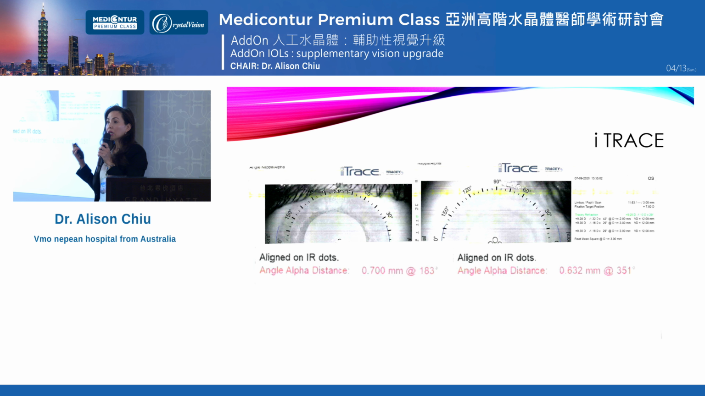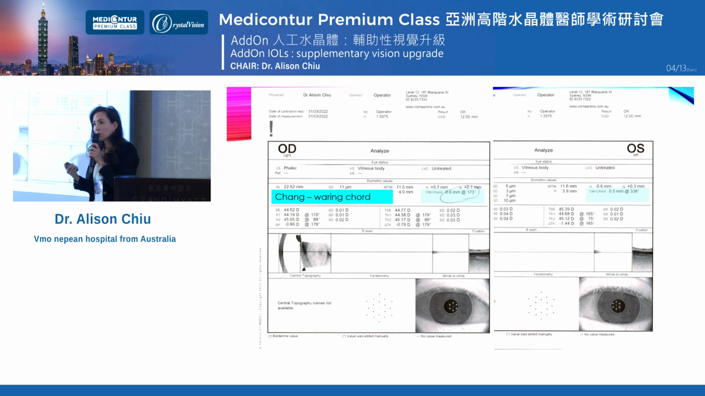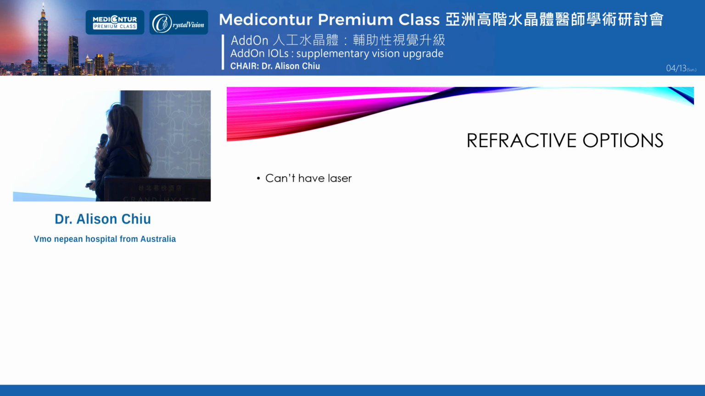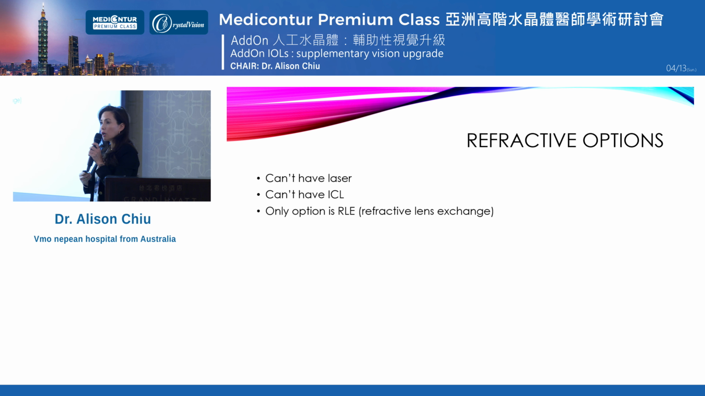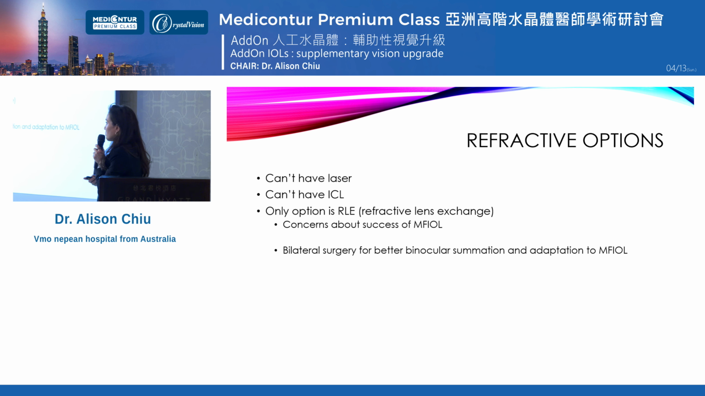So with very careful informed consent, I talked to her about an RLE in a young patient, which I would do in a hyperopic patient. In a myopic patient, different story, no-go zone, because of the risk of retinal detachment. Another measure if you've got an IOLMaster is to look at the Chang-Waring chord as an approximation of angle alpha. So she can't have laser, she can't have a phakic IOL. The only option is RLE, refractive lens exchange, but there are concerns on my part as the surgeon about her suitability for multifocality, but she's young.